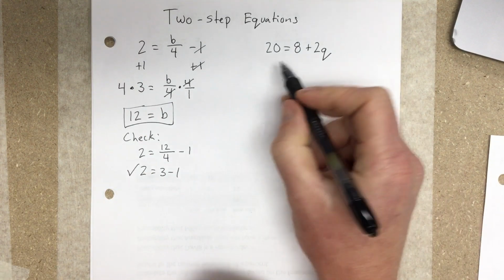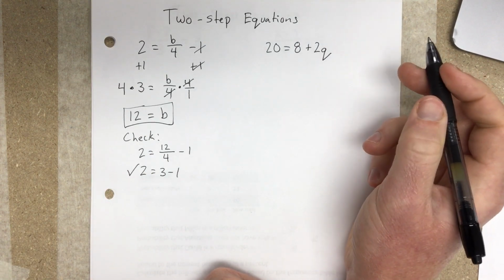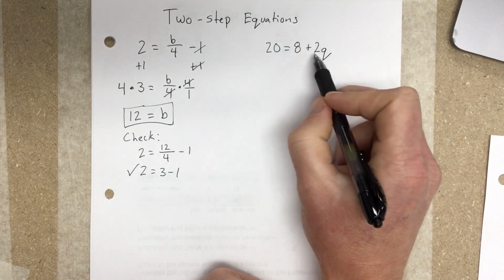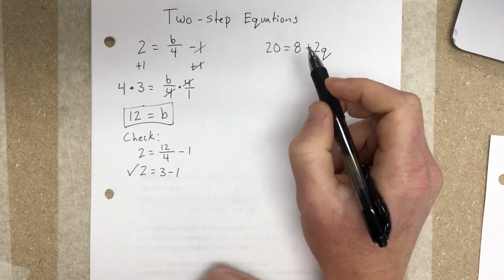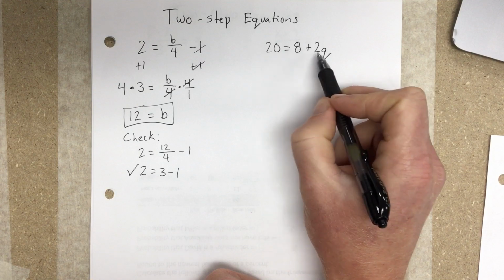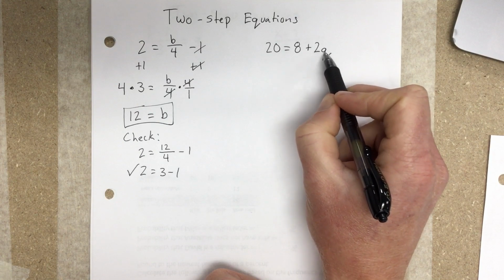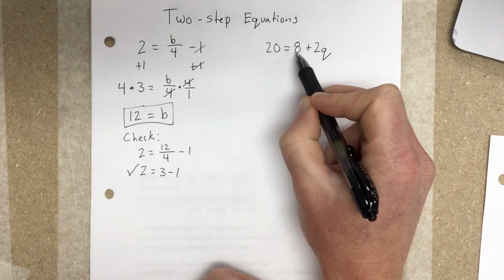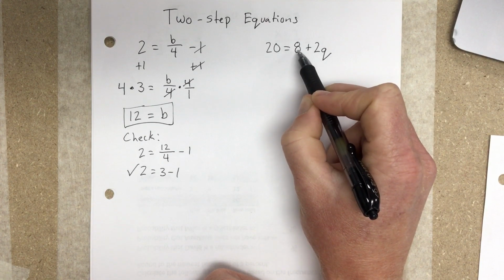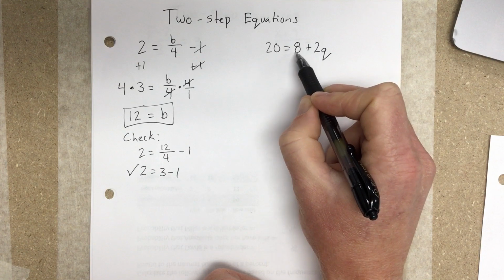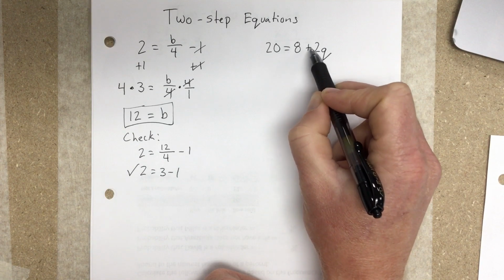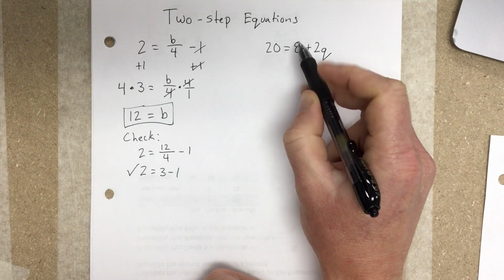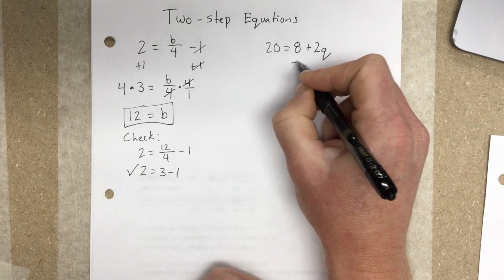Now we're going to solve this equation, which was like the first problem that we had. It's just rearranged differently than the first problem we had. We have 2 times q, so we have a multiplication here. I'm going to have to do a division of 2. And because the 8 is positive, that means that I'm going to have to subtract that 8 out. And you can see that there's an addition of 8 here. So I'm going to subtract the 8 first.